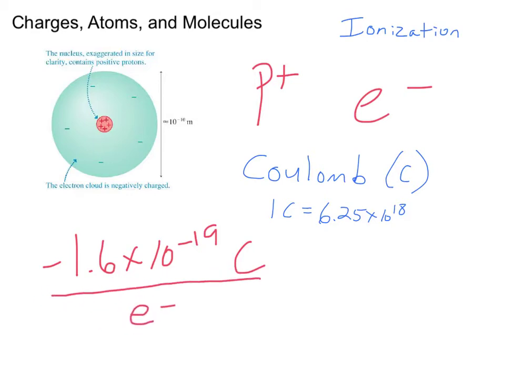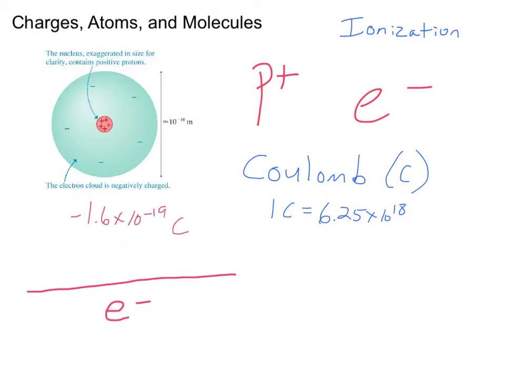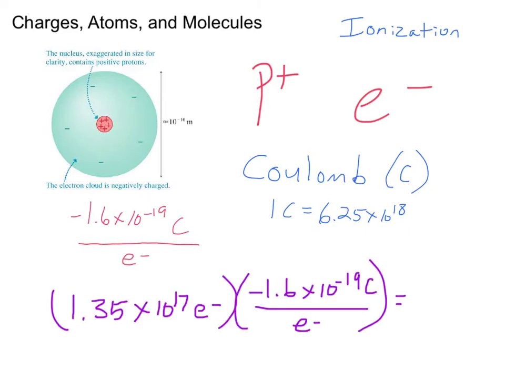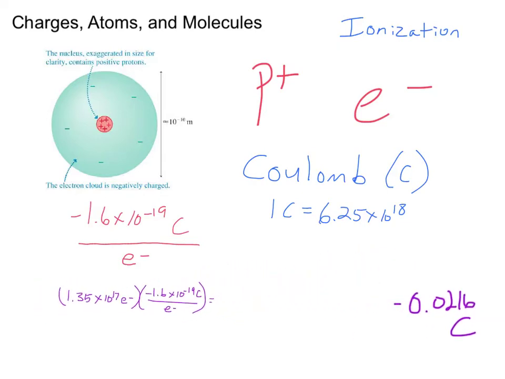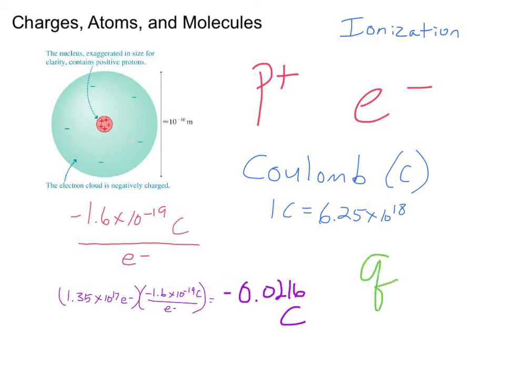So let's say we have something like 1.35 times 10 to the 17 electrons, and we want to know how much charge that is. We multiply that by the 1.6 times 10 to the -19 coulombs per electron, and we end up with 0.0216 coulombs. Now, one last thing before we move on. The symbol that we use for charge is a Q.